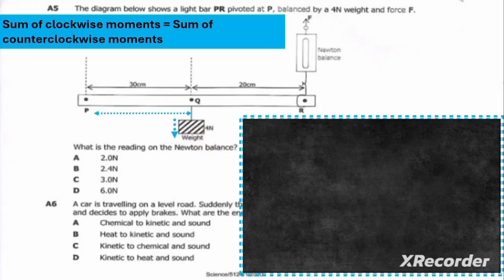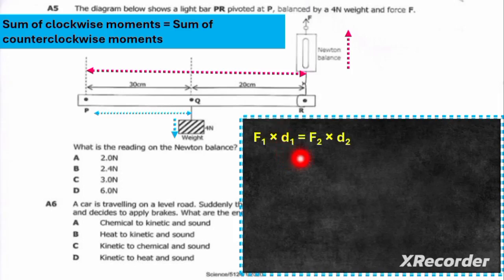And which one is our anticlockwise? Anticlockwise is this one, the upward force. The upward force is our anticlockwise moment, and this is our distance. Now let us come up with the formula that will help us find the force. So we are going to say force 1 times distance 1 is equal to force 2 times distance 2. Do we have force 1? Yes, force 1 is 4 Newton. Then distance 1 is 30 centimeters.